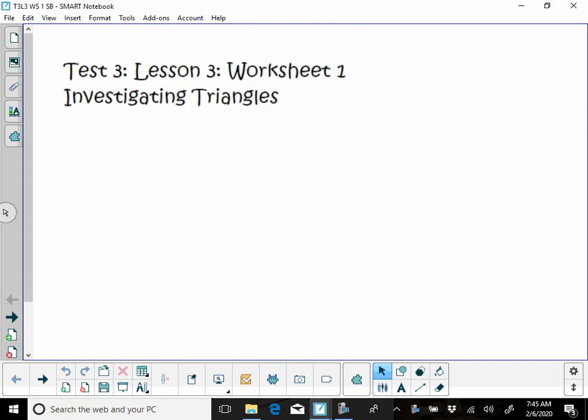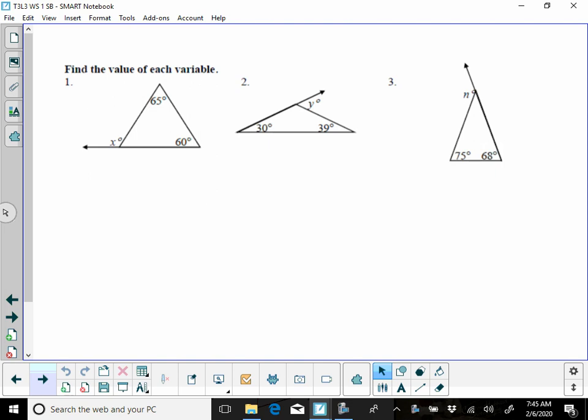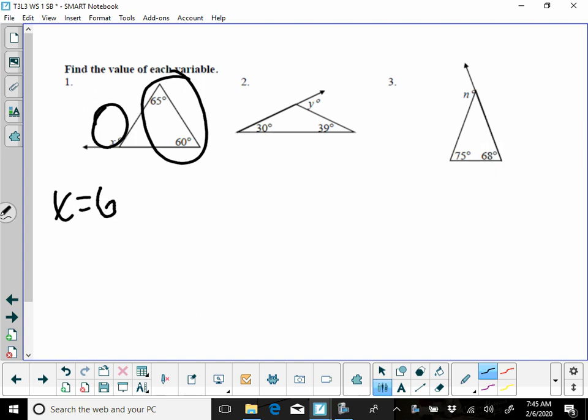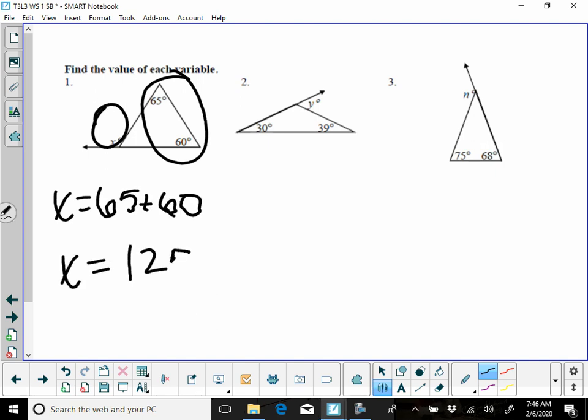All right, test 3, lesson 3, worksheet 1. We're going to start here. You're trying to find the value of each variable. So we're going to start by remembering our notes from today, where we talked about how the sum of the alternate interior angles is the same as the external angle. So for number 1, x is going to equal the sum of 65 plus 60, so x would have equaled 125.